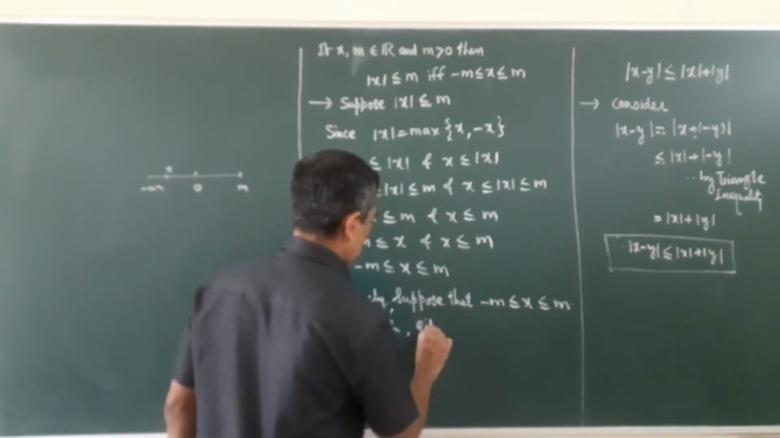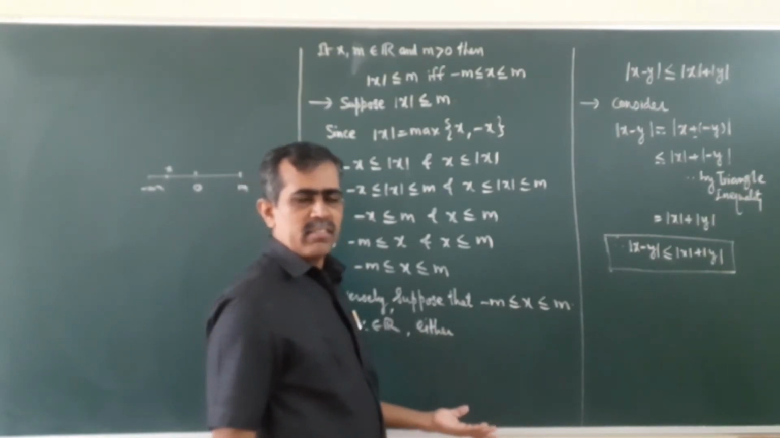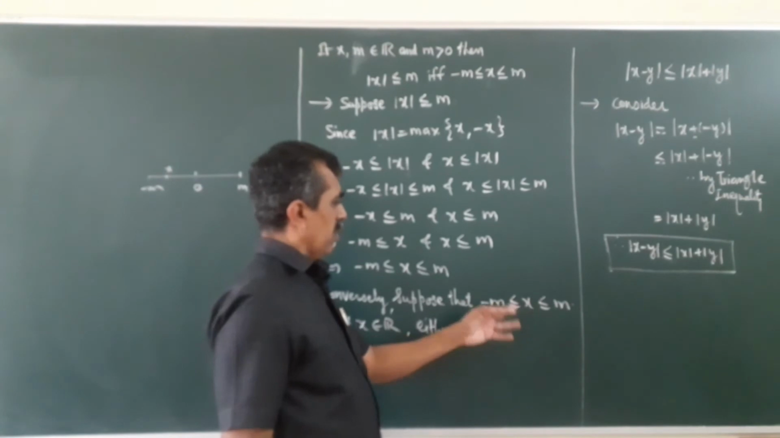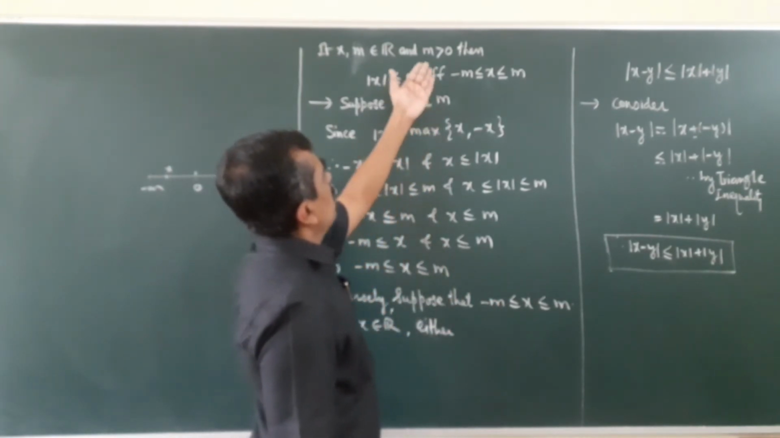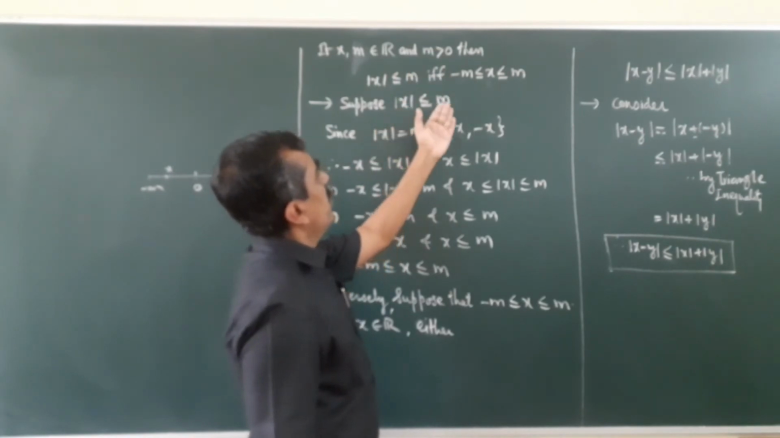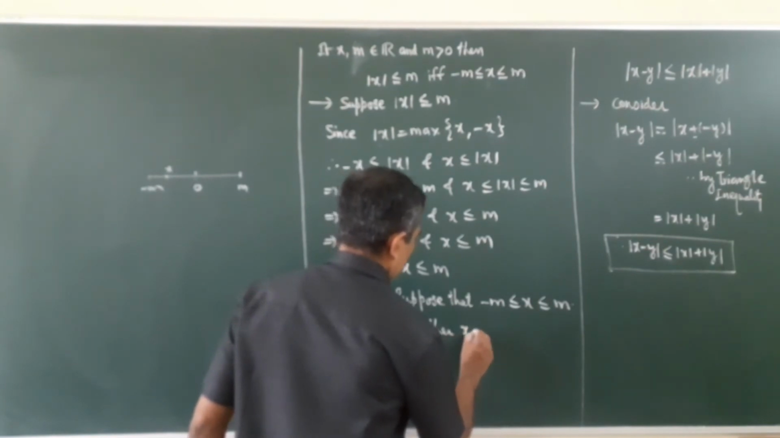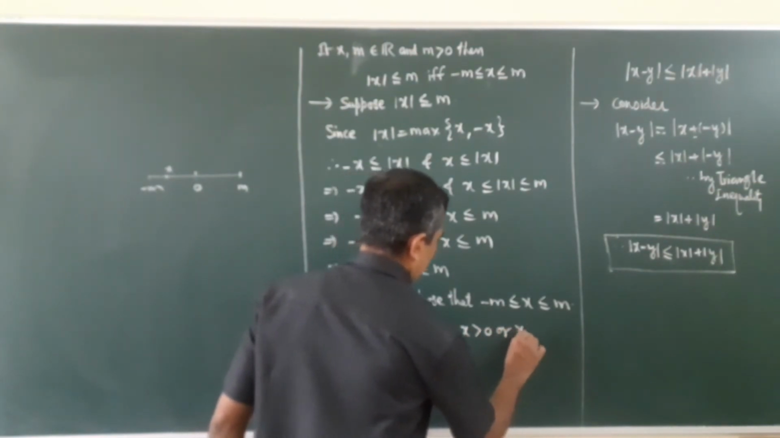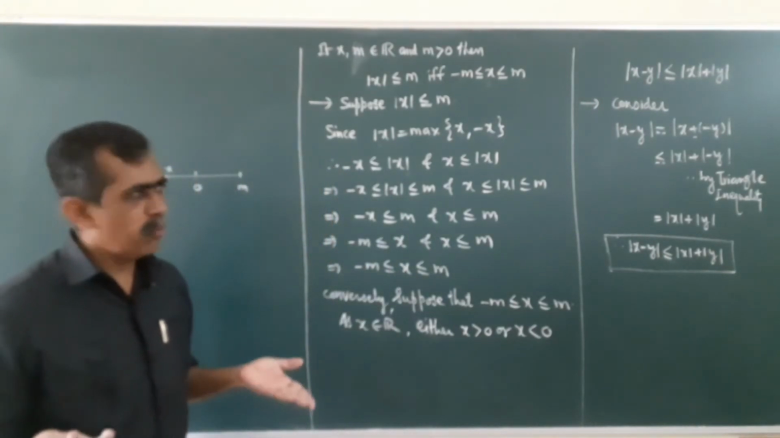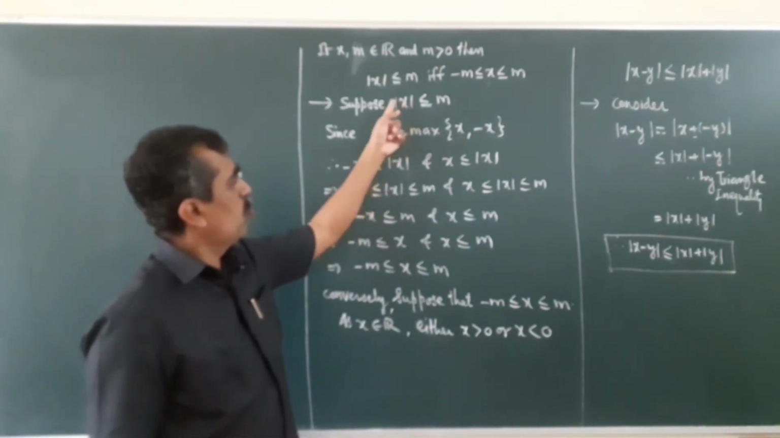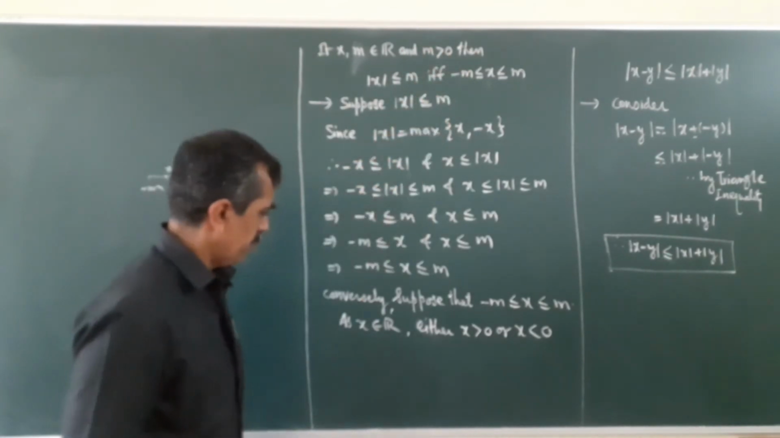By the trichotomy law, either x is greater than 0, or x is equal to 0, or x is less than 0. If x is equal to 0, then there is nothing to prove. If x is 0, then mod of 0 is 0, and m is always greater than 0, that is our assumption, so nothing to prove.